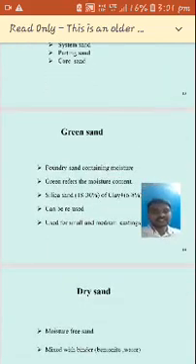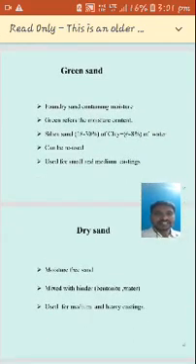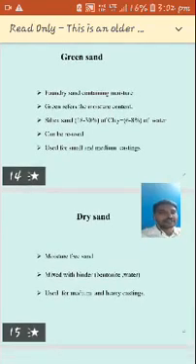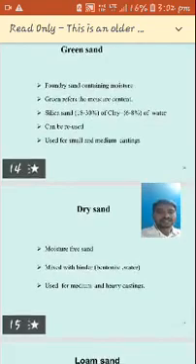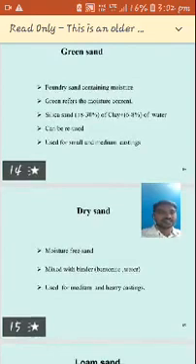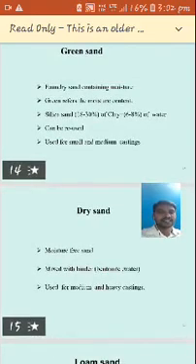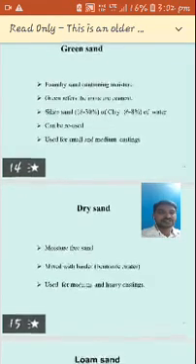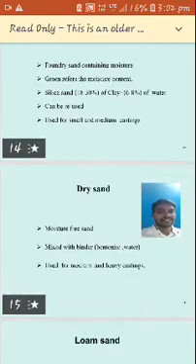That is green sand. In order to make the casting with the help of green sand, the foundry sand contains moisture. Green refers to the moisture content. Green sand is not a color green, it refers to the moisture content. Here silica sand with 18 to 30% clay plus 6 to 8% water. This sand can be reused also.